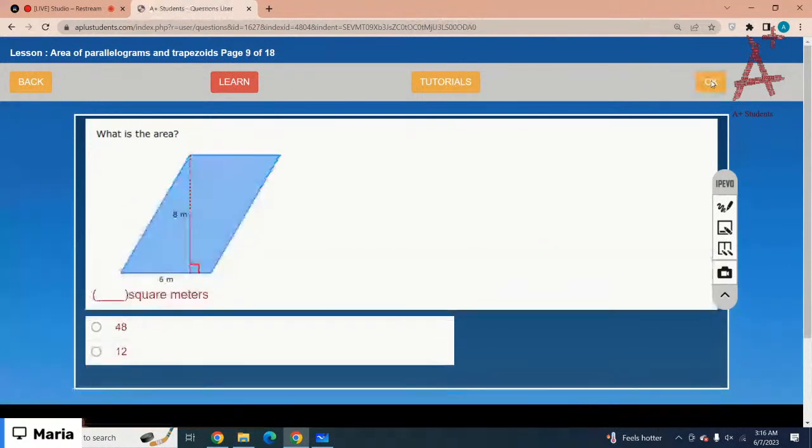Okay, what is the area? You have to calculate the area of parallelogram. So you have to do base times height. So 8 times 6 is 48.